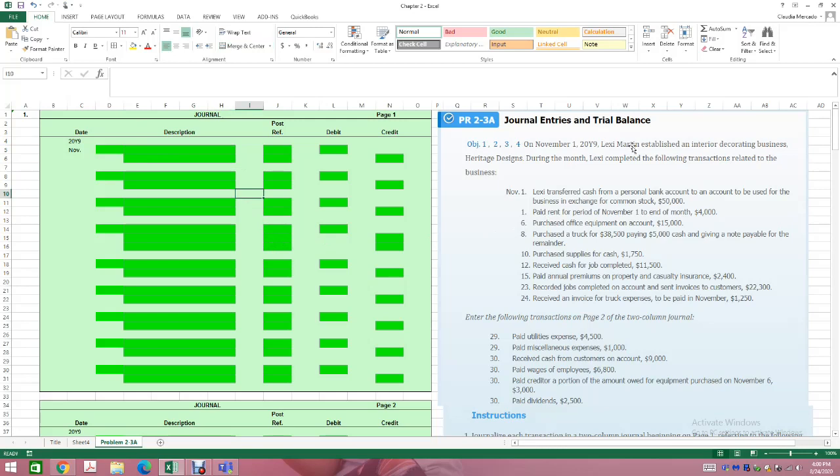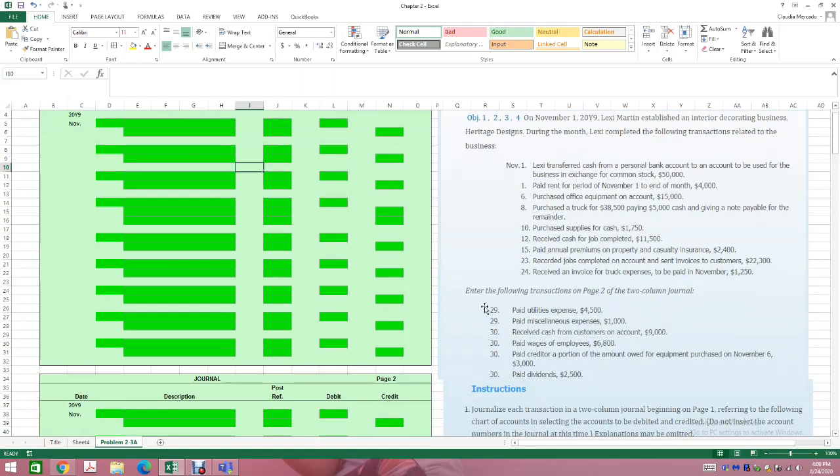So it says, on November the 1st, Lexi Martin established an interior decorating business. So we have a brand new business being established on November the 1st. Okay? During the month, Lexi completed the following transactions related to the business. Okay? And then we have transactions from November the 5th all the way through November the 24th. Okay? These are going to go on page 1 of your journal. These are the first transactions that we're going to be entering.